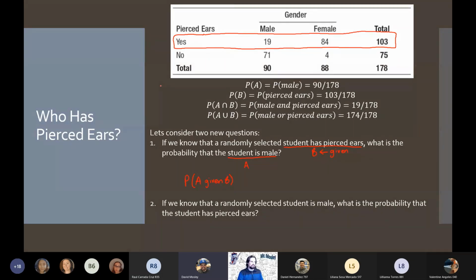I know I'm only looking at someone with pierced ears. So of those students, what's the chances or what's the probability that they are male? We only have 19 male students with pierced ears. So we have a probability of 19 out of 103. So instead of it being a probability out of 178 out of the entire class, we now only need to consider the 103 students with pierced ears.